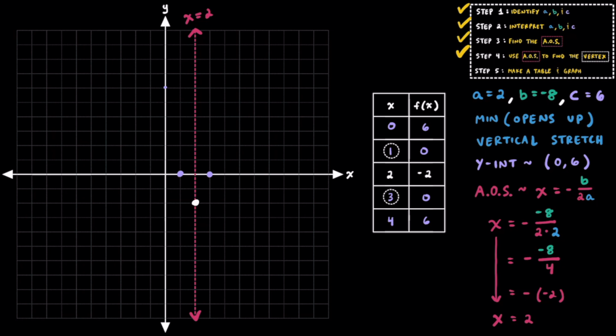And finally we have 0 comma 6, which is our y-intercept or our c value, and so then we also have 4 comma 6. Sketching a smooth curve through these 5 points, here's our parabola. And finally, we're also done step 5.